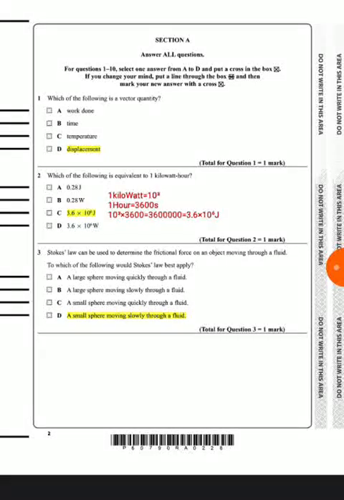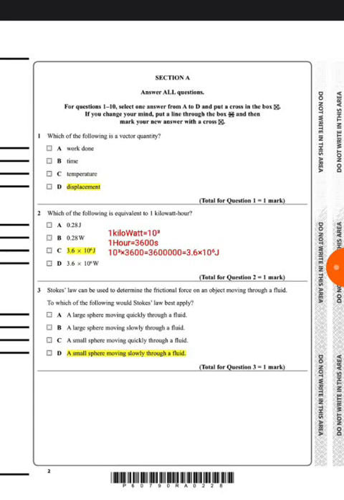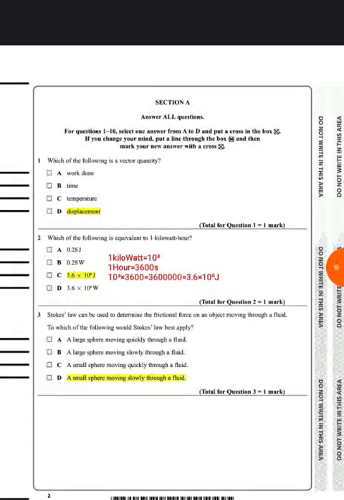Which of the following is a vector quantity? Vector quantity means they have both magnitude and direction, and the other one is scalar, so it has only a magnitude. Here, work done only has a magnitude; it doesn't have any direction. Time also only has a magnitude, that means it only has a value. Then temperature also only has a value. There is no direction. But displacement both has a value and a direction. Therefore displacement is the answer, D.